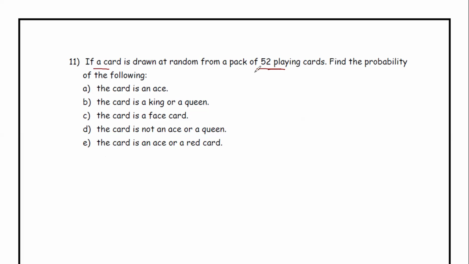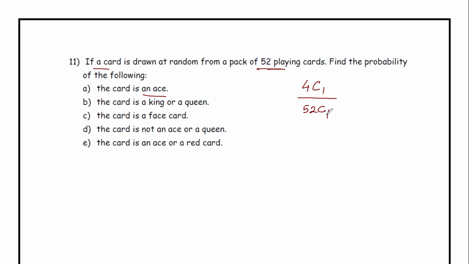So a card is drawn at random from the pack of 52 playing cards. Find the probability of the following. The card is an ace. So we use combination. Again, go through my video on counting and combinatorics. So 4C1 ways of selecting an ace. And how many ways can you select one card out of 52 cards? 52C1 ways. So the probability is 4C1 upon 52C1.